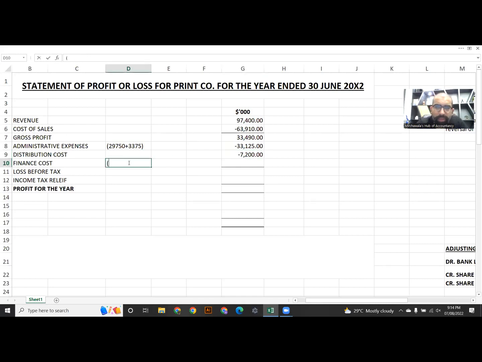Okay, now what is the finance cost? The finance cost already given in the question was 750, and we corrected how much? 350. We reversed 350. Okay, so the correct finance cost is 400. Okay, now go for the loss before tax. Wait, from this GP to 1, 2, 3, 4. See this. 7235. Wait.